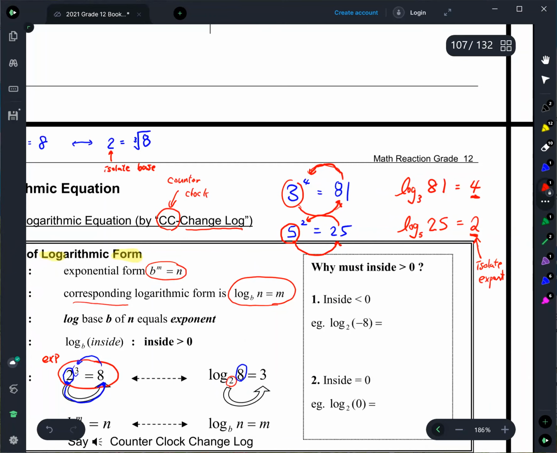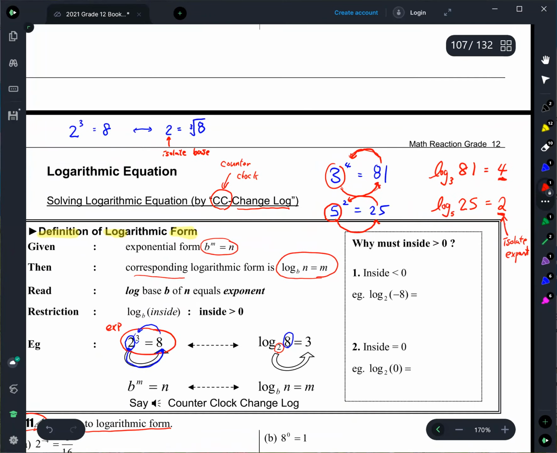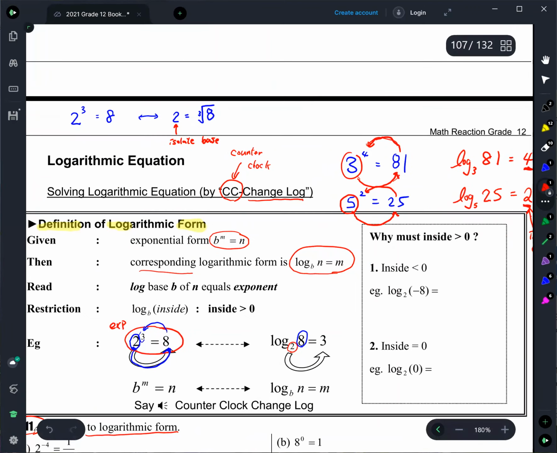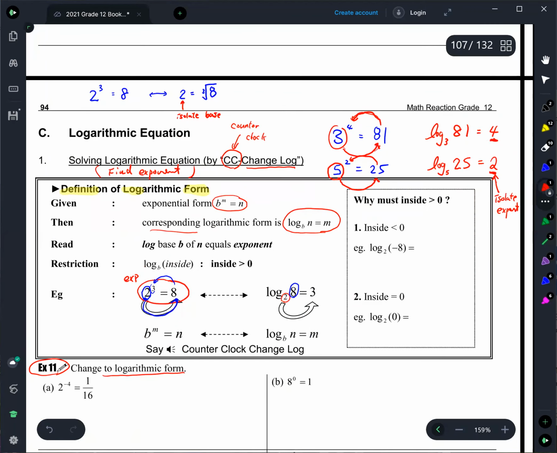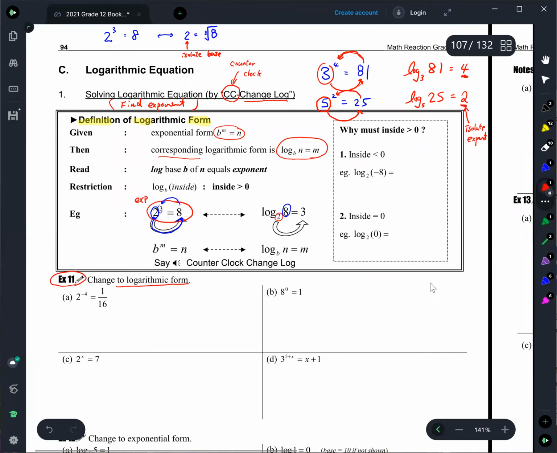So different purpose. If you want to solve for the base, you use the root. If you want to solve for the exponent, you will use the log. We create different symbols to help us solve different problems. So this whole log thing is to help us find exponents. That's our goal. If you finish the 4 questions, can you please raise your hand?